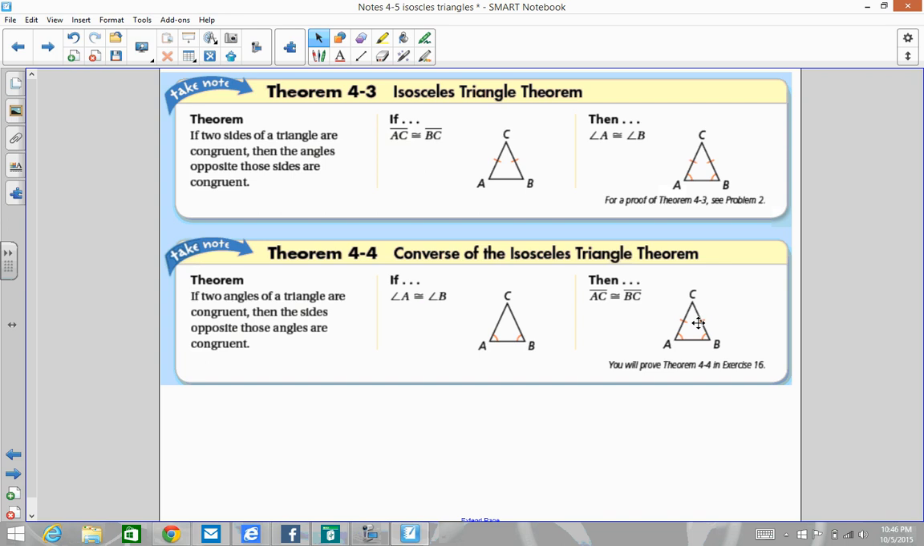So make sure you highlight both these theorems. We're going to be applying this. So when you have the sides marked congruent, make sure you mark the angles congruent. When you have the angles congruent, make sure you mark the sides congruent that are opposite them.